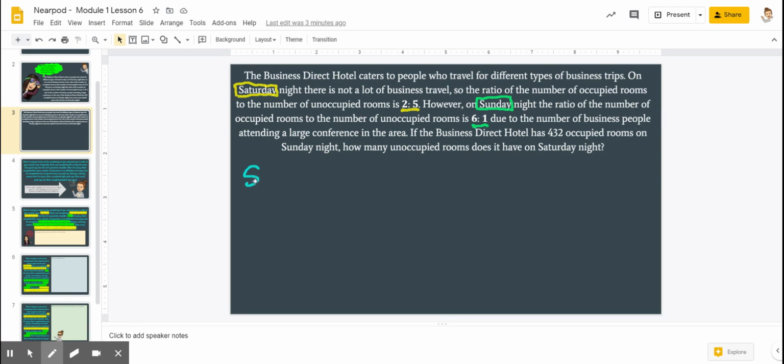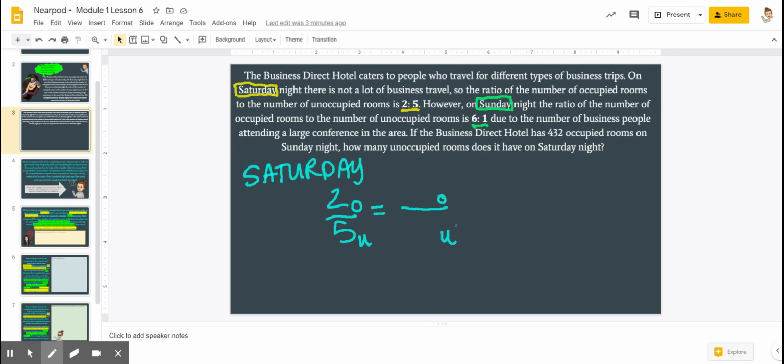So Saturday, we have 2 to 5. And the 2 is occupied because it was mentioned first. So I'm going to put an O there just so I don't get confused. And the 5 was the unoccupied. So I'm going to put a U there. Now I know I'm going to create an equivalent ratio, and I know this is going to be occupied, and I know this is going to be unoccupied, but I don't know.